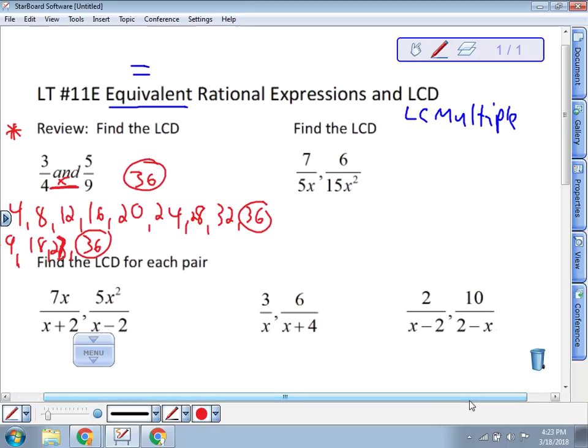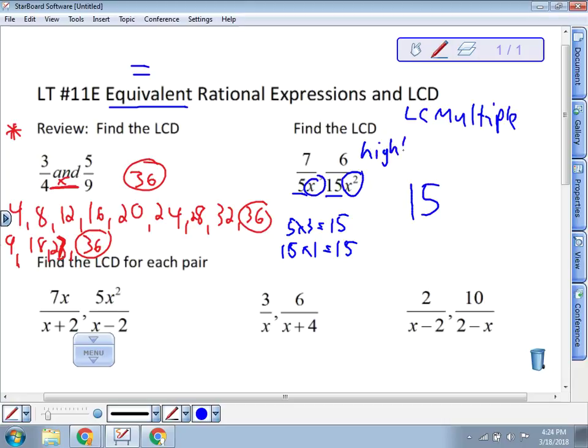So now for this one, you want to look at the numbers first. The least common multiple of 5 and 15. Well, 5 multiplies into 15, and 15 times 1 is 15. So 5 times 3 is 15. 15 times 1 equals 15. So we know that 15 is the least common multiple. Now, for the exponents, it's always going to be the highest exponent, because x can multiply into x squared. x squared cannot multiply into x. So it's going to be the highest exponent. So this would be 15x squared.